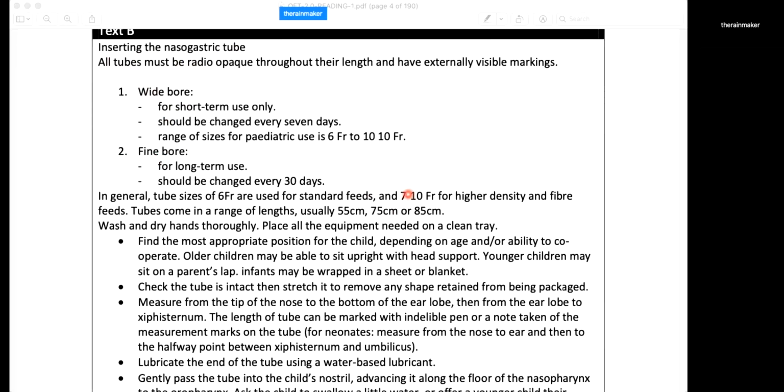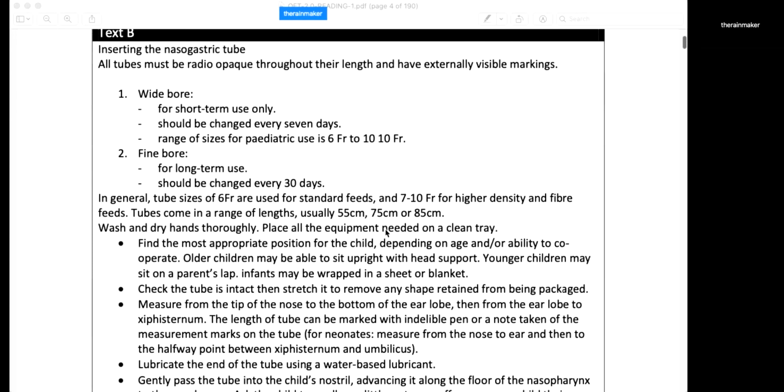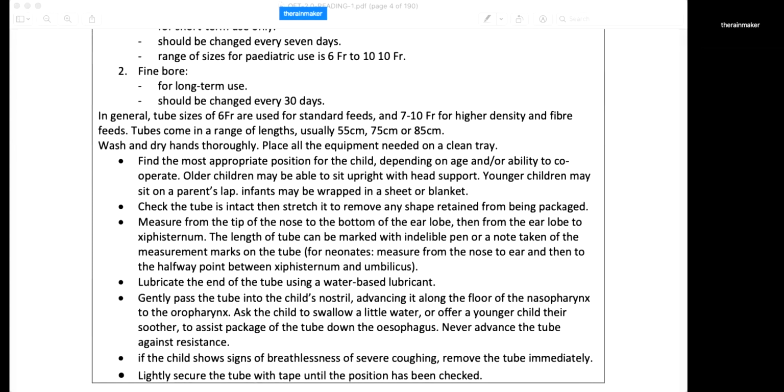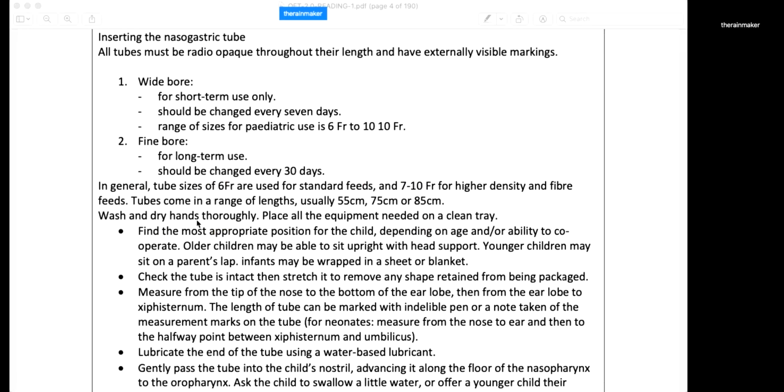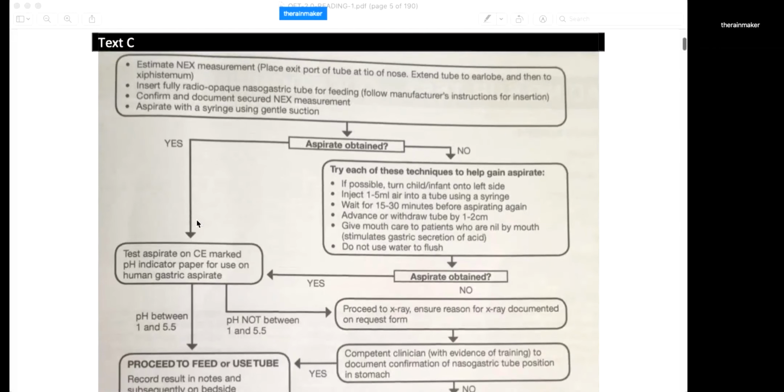right? You see the numbers? So numbers, they're differentiating text A and text B, isn't it? So underline the numbers always, and then you read it out here. See, wash and dry hands thoroughly. Place all the equipment needed in a clean tray. So this is the procedure of insertion of the tube. So let's call this paragraph types of tube and procedure paragraph, with lots of numbers. Done. We move forward.